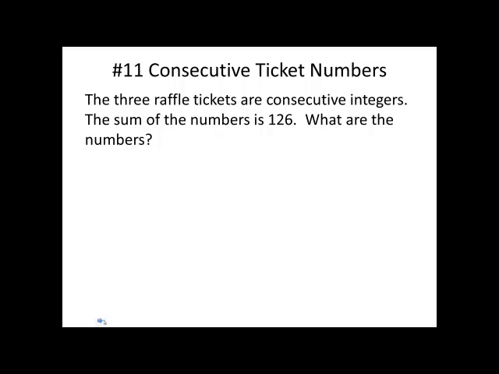So let's look at number 11, consecutive ticket numbers. The 3 raffle tickets are consecutive integers. The sum of the numbers is 126. What are the numbers? So the first thing we have is a sum. We know that the 3 raffle tickets, those numbers add up to be 126. Next, we're going to define our integers. So the first integer, or the first number, we'll call x. We know that the next raffle ticket is one more than that one, so we'll call it x plus 1. Then the third raffle ticket is one more than that second one, so we'll call it x plus 2.